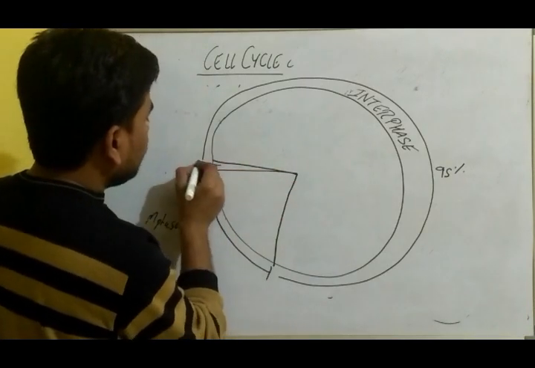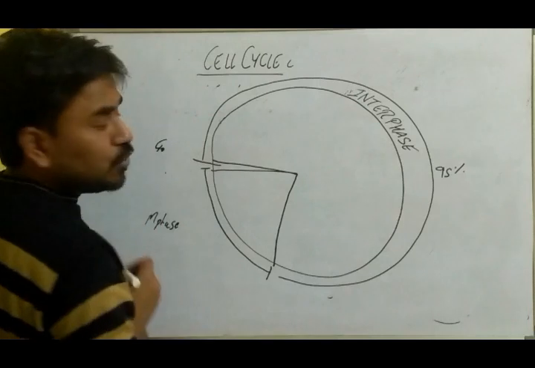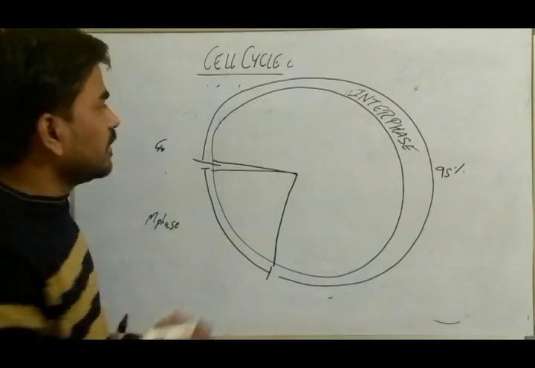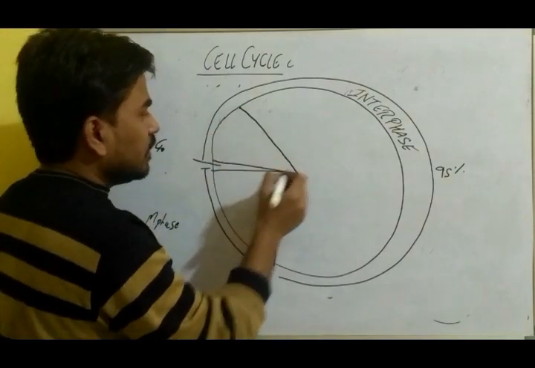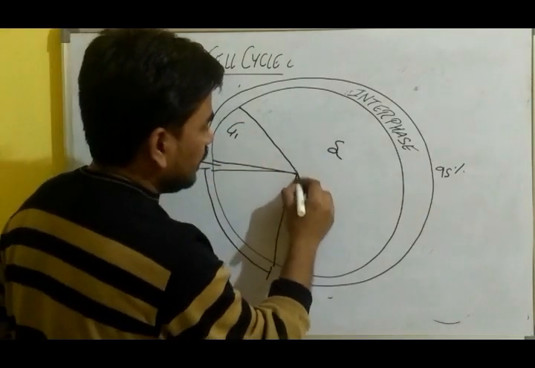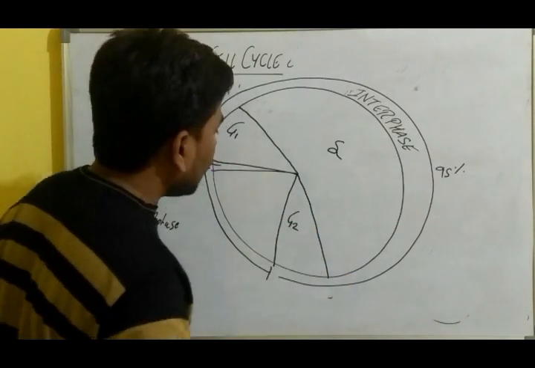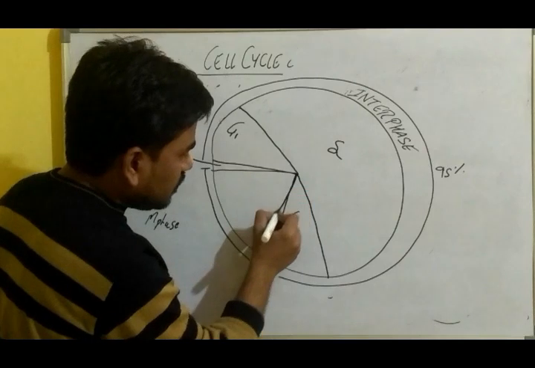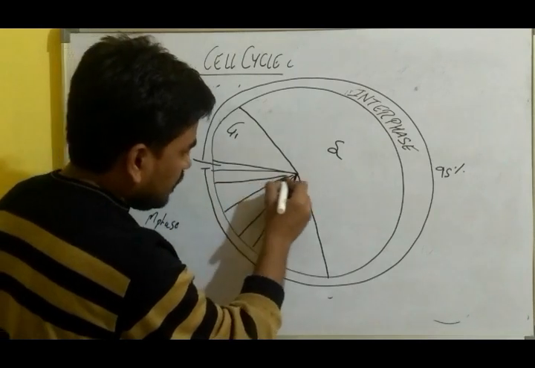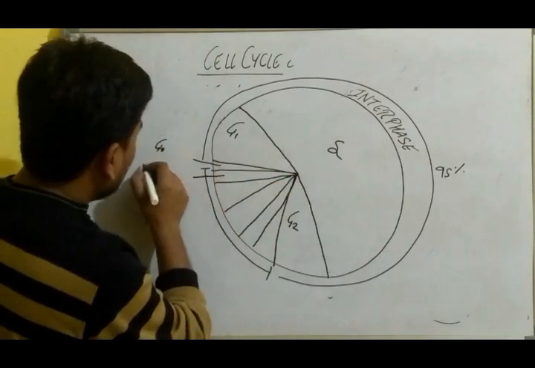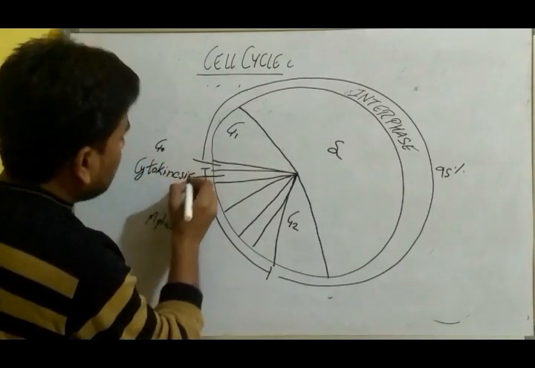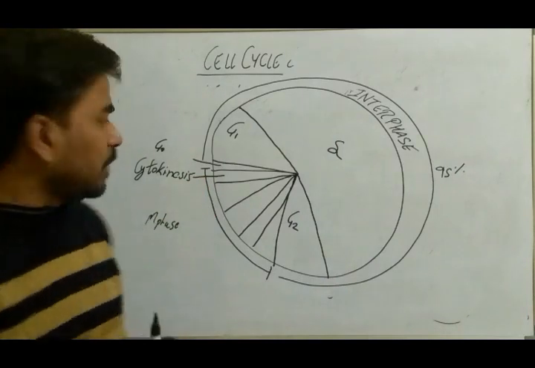M phase, there is a small phase called G0 phase, in which the cell cycle gets arrested and a new cell cycle begins, and after that there is another phase called G1 phase, and then S phase, and then G2 phase, and in the M phase there are prophase, metaphase, anaphase, and telophase. After that there is cytokinesis, in which there is division of cytoplasm.